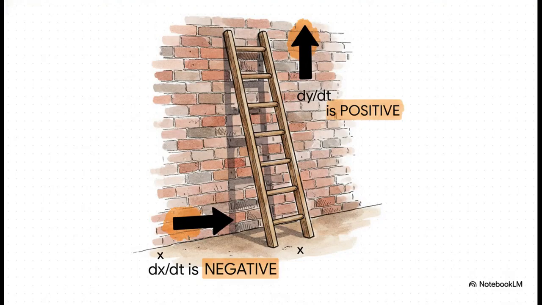So the classic ladder problem. Picture a 15-foot ladder leaning against a wall. Now, if the base is being pushed towards the wall, that means the distance x is getting smaller, right? So its rate, dx/dt, has to be a negative number. At the same time, the top of the ladder is sliding up the wall, so its rate, dy/dt, is going to be positive. This is a huge insight for these problems. The direction of the motion tells you the sign of the rate.